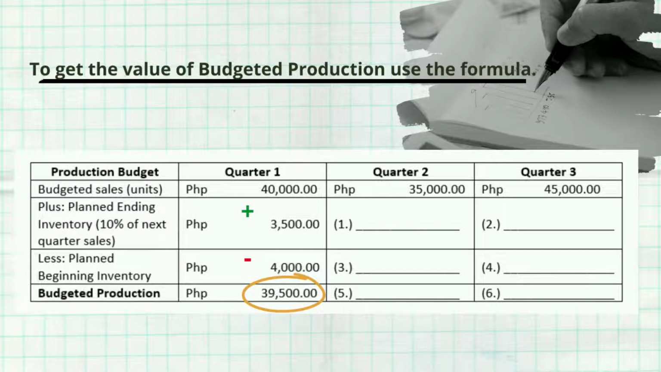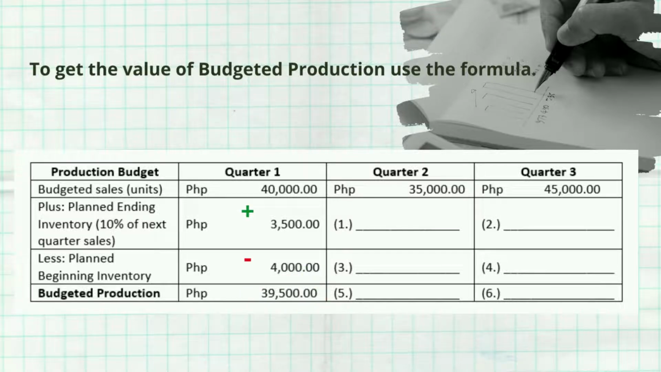So now, it's your turn. You can get Quarter 2 to Quarter 3. You can answer items 1 to 6.